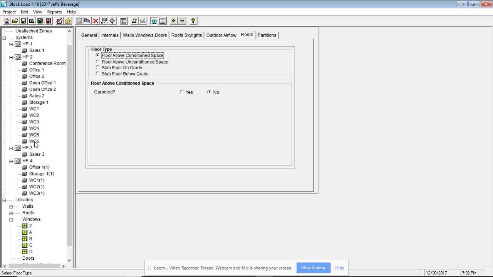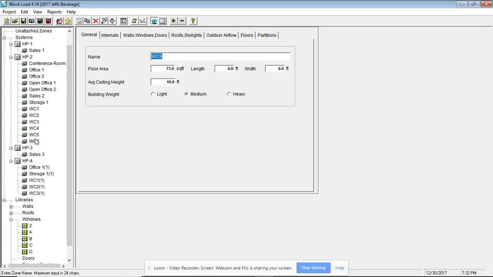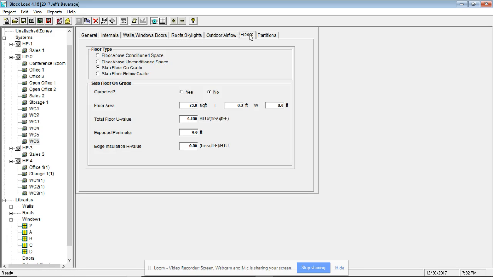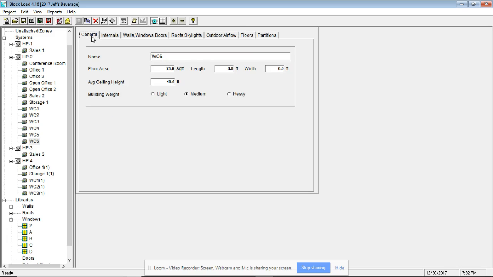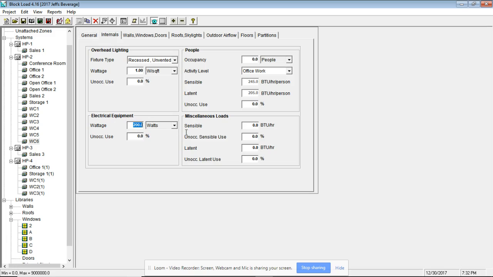For bathroom 6, I would make a copy of bathroom number 5 and call it bathroom number 6, and I wouldn't have to change many things. This one probably has a floor that I'm going to have to delete, and there it is. So let's start from the beginning. 73 square feet. There's nobody in there, and there are no computers. I wonder how the computers got in the bathrooms.